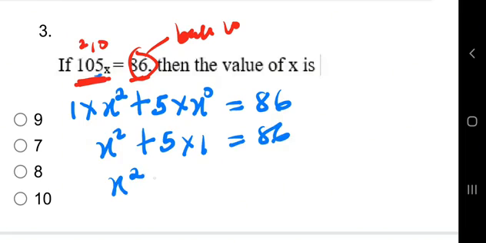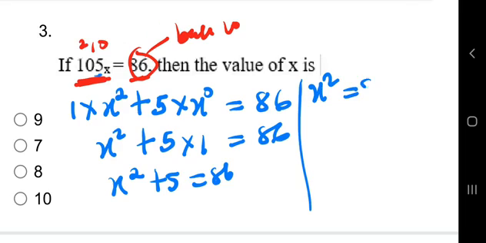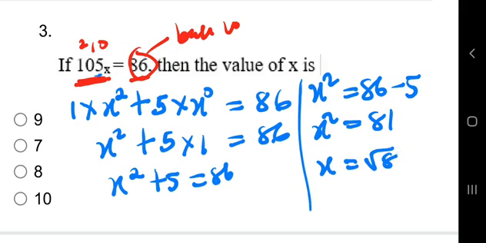Then that will be x squared plus 5 equals 86. So we can then find that x squared equals 86 minus 5, which is x squared equals 81. Then we find the square root of both sides. That means x will be equal to the square root of 81, which is x equals plus or minus 9. So since we have plus there, this will be our answer here. I hope this is clear.